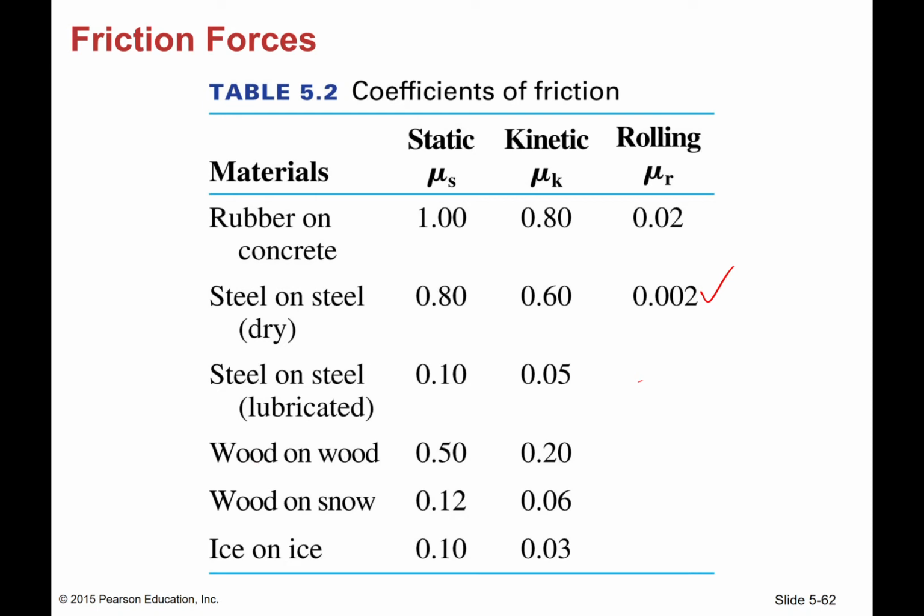Wood on wood, then you have 0.5, 0.2. Wood on snow, you have 0.01, 0.06, and ice on ice is very small. So those are the friction coefficients. If you need to use any of these in the exam, I'll give you this table for you to use the numbers.